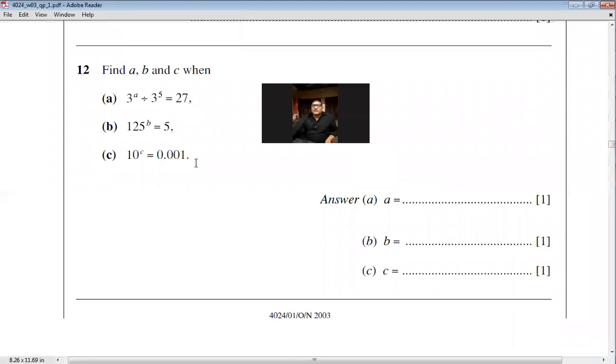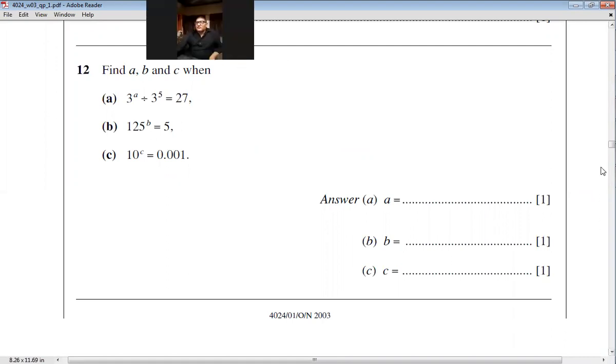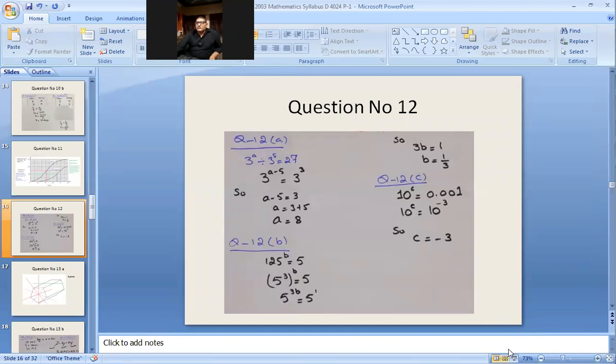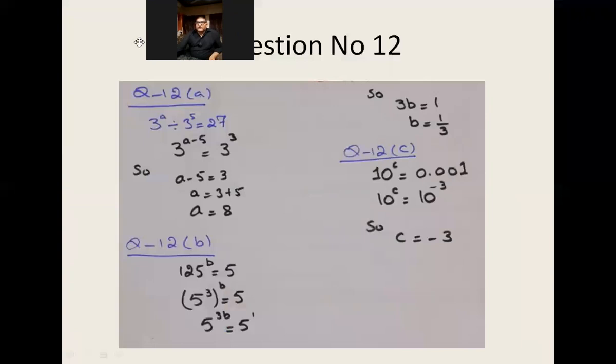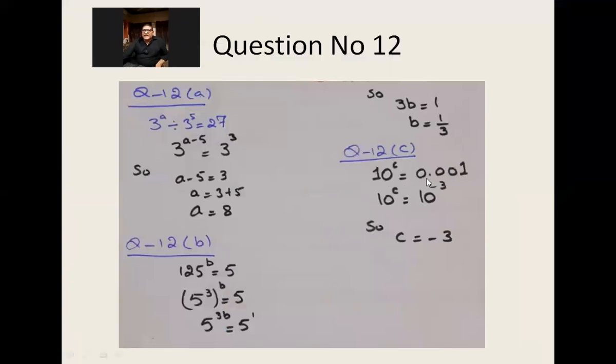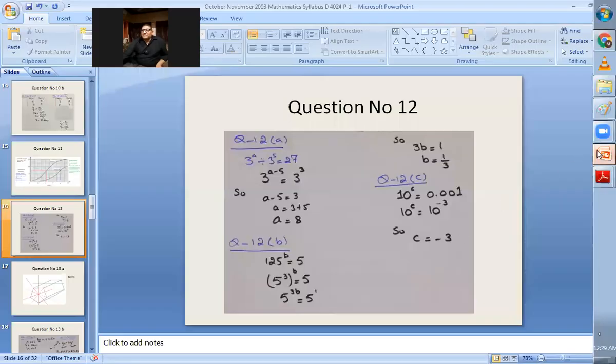The next question is 10 raised to power C equals 0.001. Let me show you how I have done this question. Here we go. 10 raised to power C equals 0.001, which is 1 with 3 decimal places, so it's like 1 exponent minus 3. 10 raised to power C is equal to 10 raised to power minus 3. The bases are the same, so the powers are also the same. It means that the value of C equals minus 3. I hope that you have understood this. A very easy and simple question.